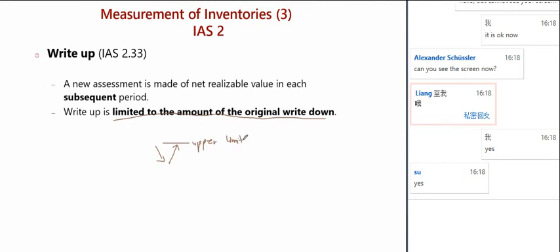So this is the rule. So there are write-downs. If a new assessment in subsequent periods shows that the net realizable value has gone up, then you can also write it up, but only to this upper limit.